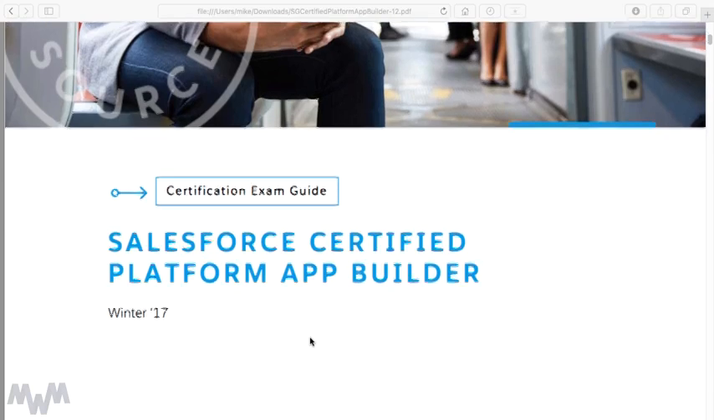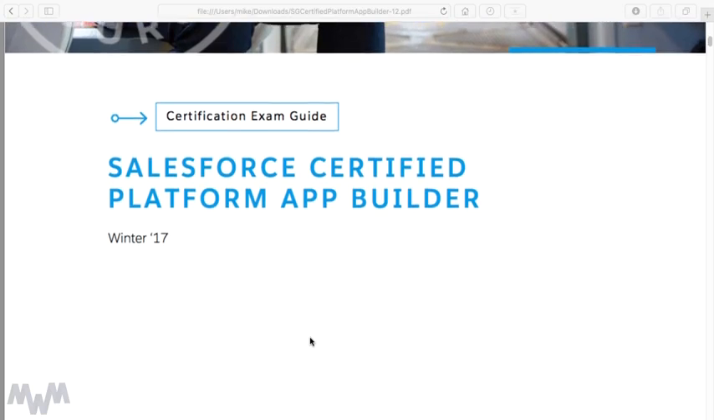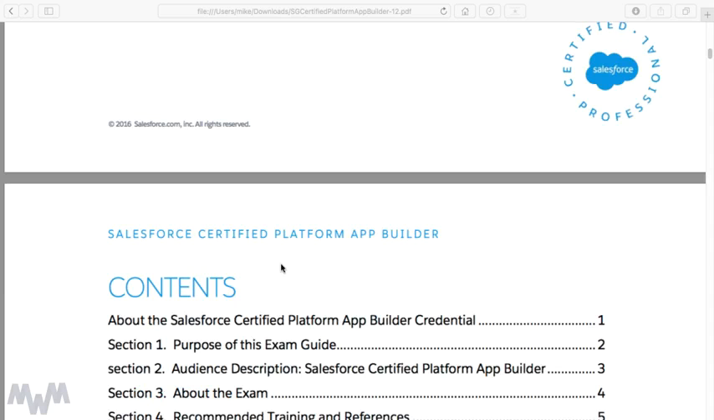I have the Winter 17 exam guide, and there are 3 major releases each year by Salesforce: winter, spring, and summer. And so this is the Winter 17 release that this certification exam guide is good for. So the exam guide, I've got that linked in the resources section of this lecture.